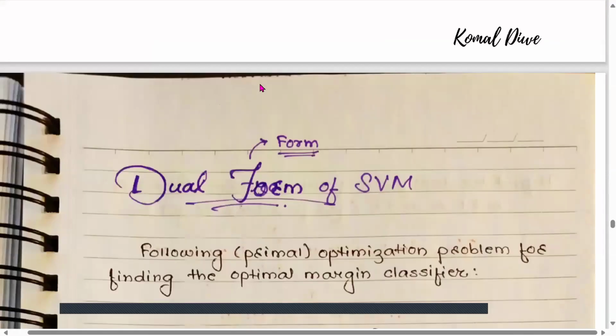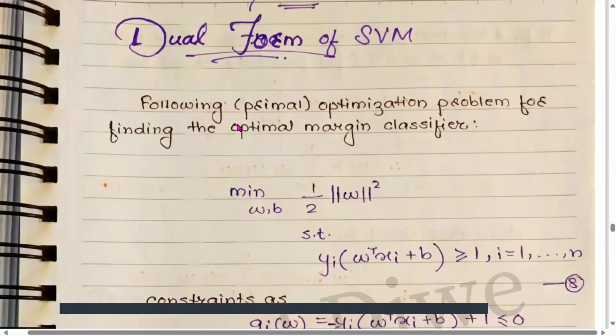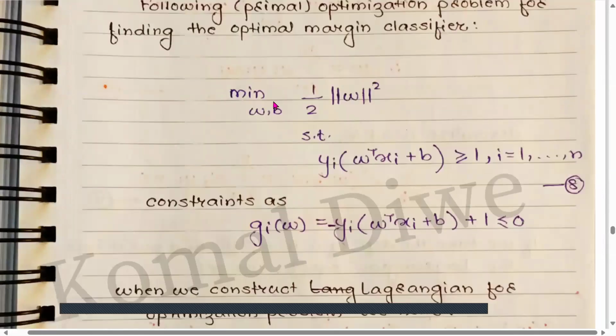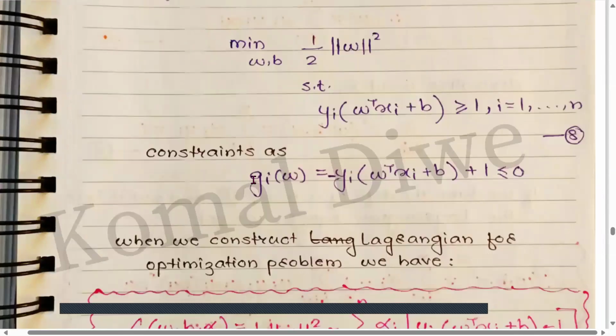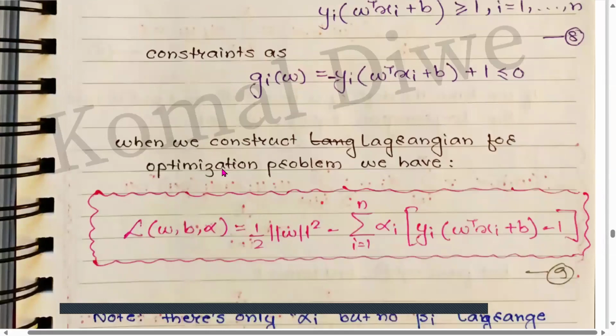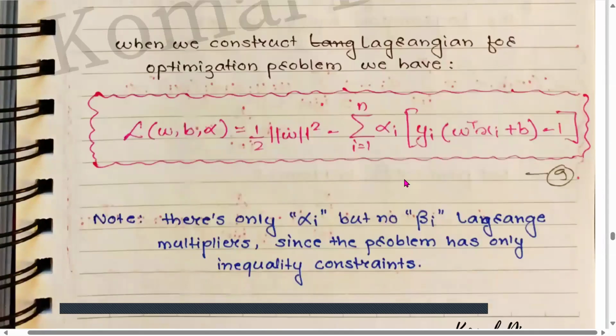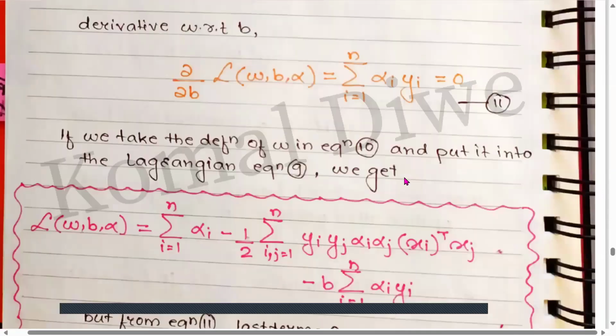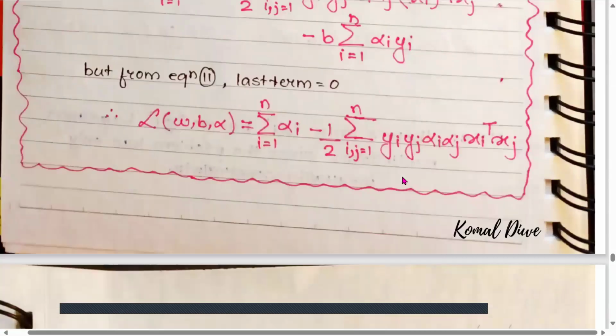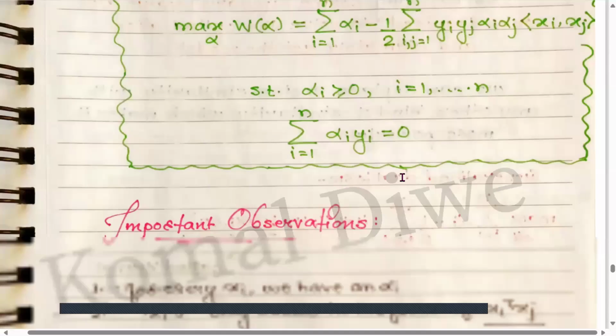Here, the dual form of SVM follows from the primal optimization problem for finding the optimal margin classifier, with this objective and these constraints. When we construct the Lagrangian for the optimization problem, we have this, and you have to remember this. I am going to slow down so that you can see and make your notes.